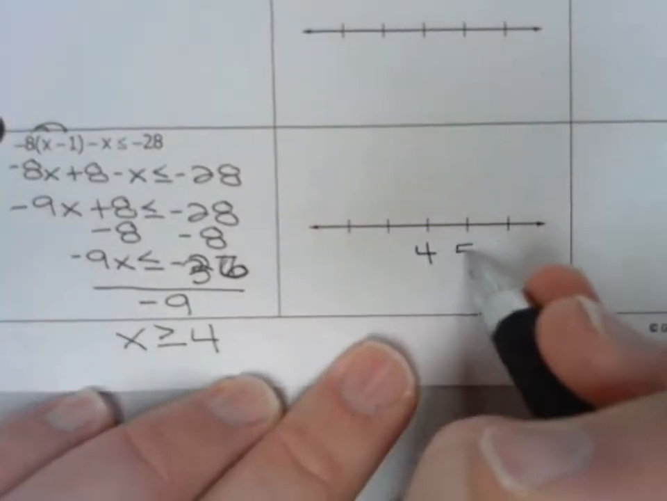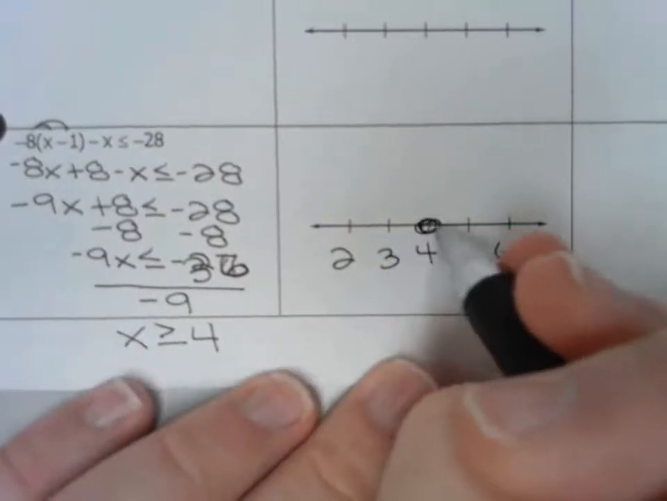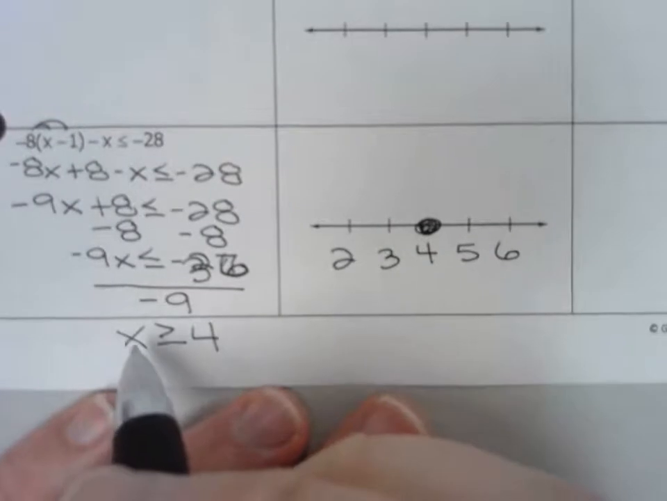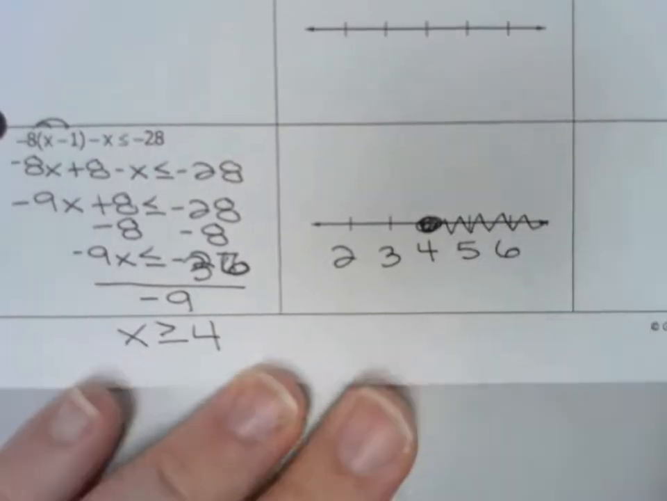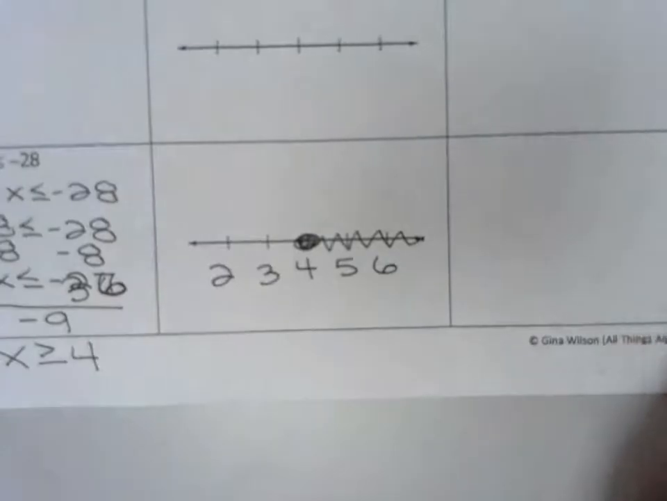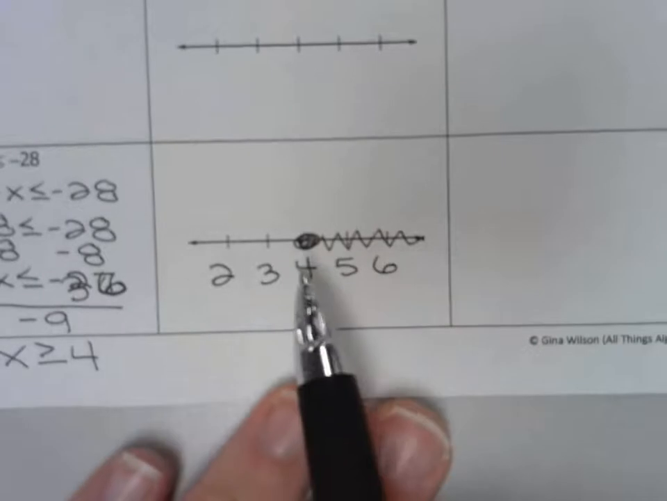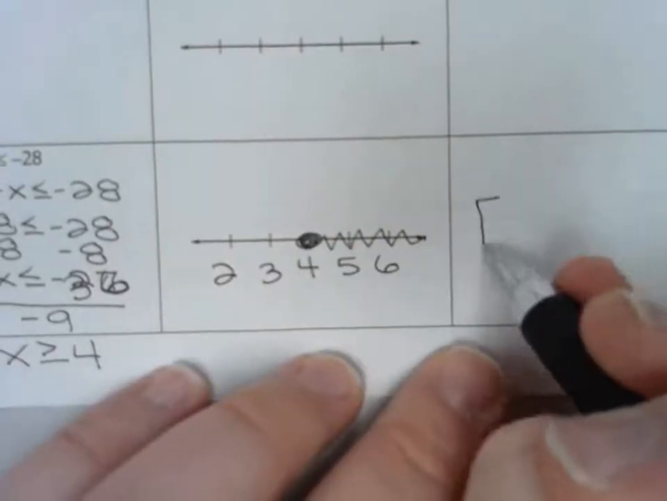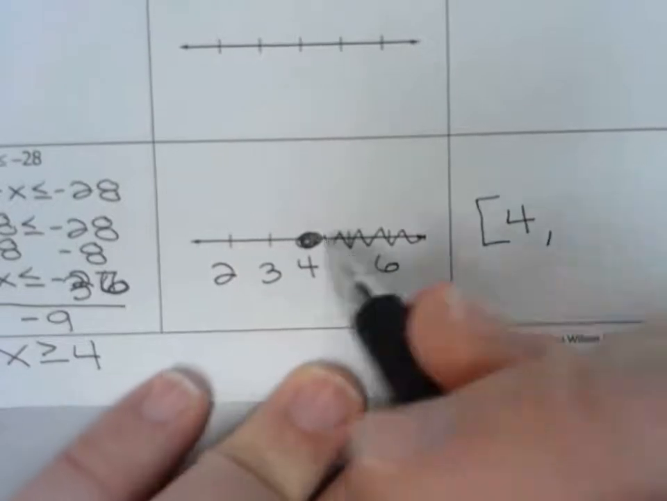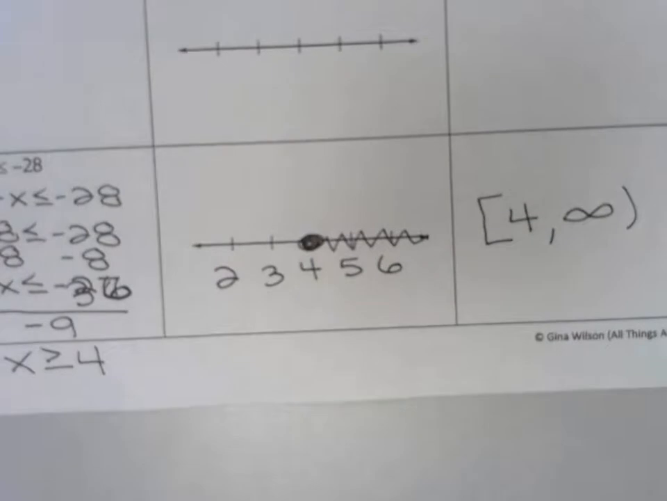X is greater than or equal to 4, so I put a 4, 5, 6, 3, 2. Closed circle at 4. X is greater than or equal to, so I shade to the right. We always shade to the right for greater than. Now if I do interval notation, you start from the left and work your way right. So I'm going to start at 4. It's a filled-in circle, so I have to use the square bracket. So 4, comma, and it goes to infinity. And we always use parentheses with the infinity symbol.